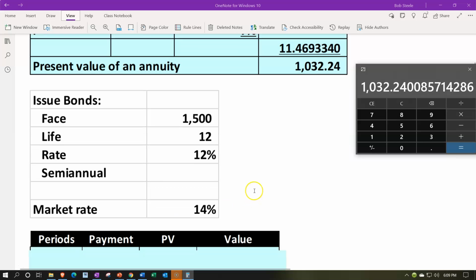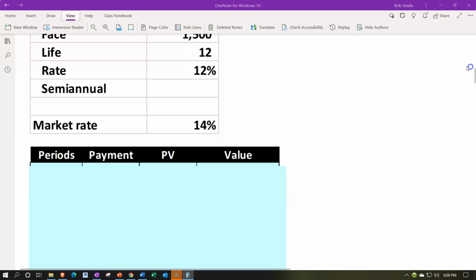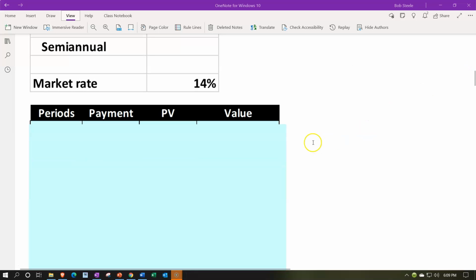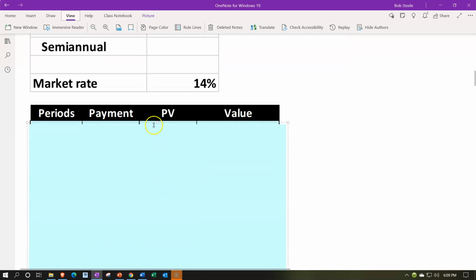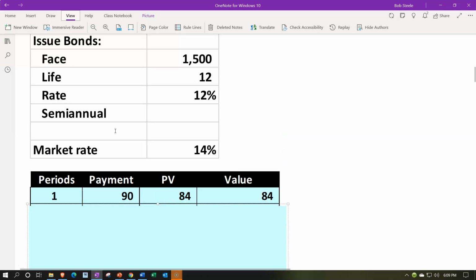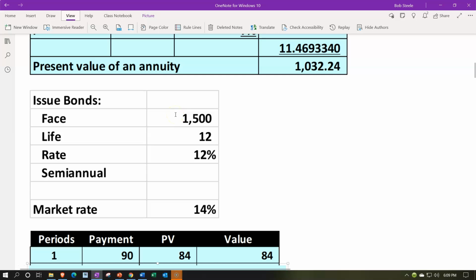But before we do, let's do this one a few more times using a few different methods. First, let's break this down into not 12, but 24 single-period present value of 1 type of calculations to see what that would look like. Remember that you can break down an annuity basically in this format. So we're going to say then the period 1 is going to be that 90, being the 1,500 times the 12% divided by 2.